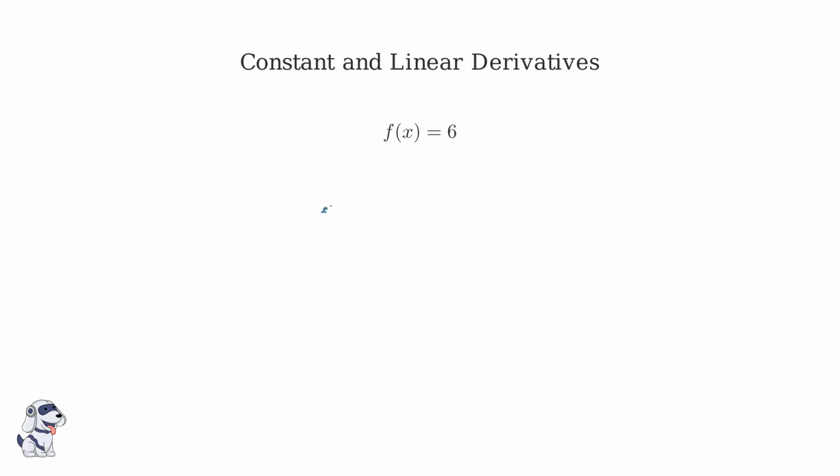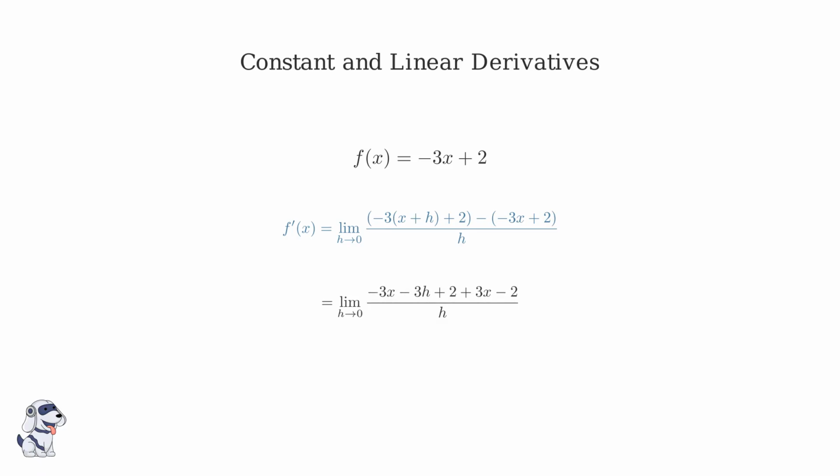We start with a constant function, f of x equals 6. Since the function value never changes, the difference quotient will always lead us to 0. Now let's look at a linear function, like f of x equals 2 minus 3x. A linear function represents a constant rate of change, which is its slope.